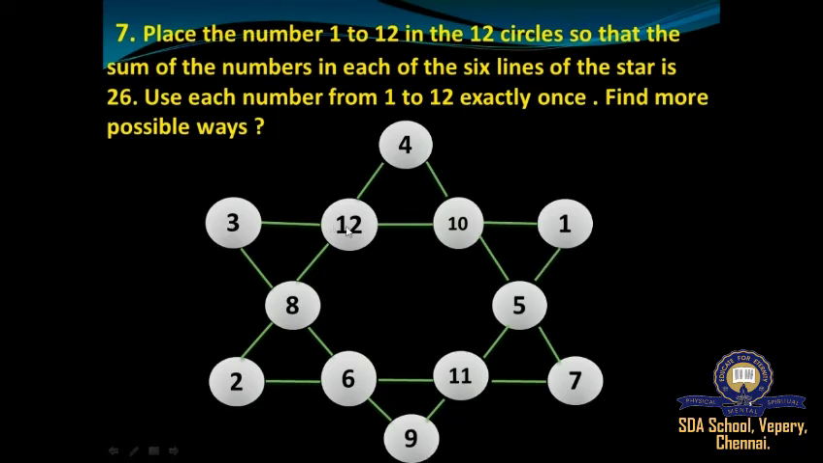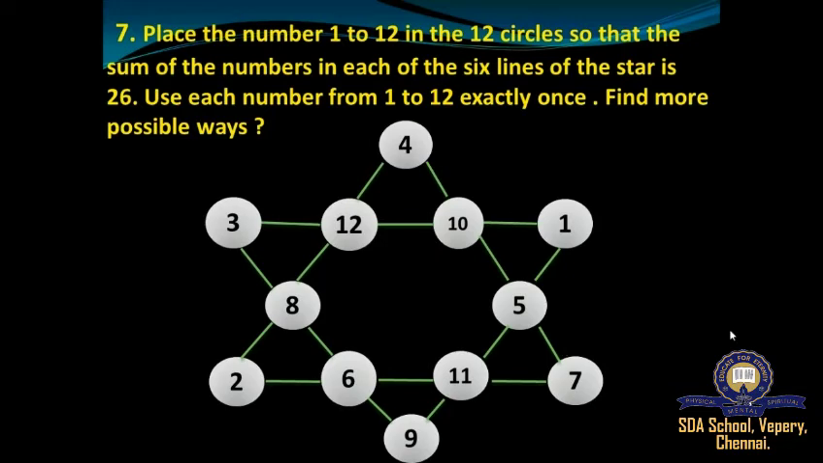Similarly, when you add 3, 12, 10 and 1, you get a sum of 26. Likewise, when you add 4, 12, 8 and 2, you get a sum of 26. Likewise 4, 10, 5, 7, you get a sum of 26. So when you add each of the 6 lines of the star, it is 26. This is one possible way of arranging the numbers in order to get the sum 26. You can even try arranging the numbers at different positions.